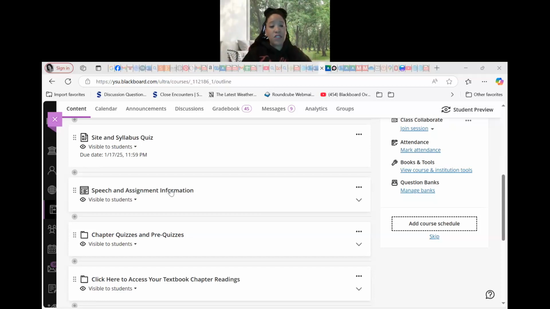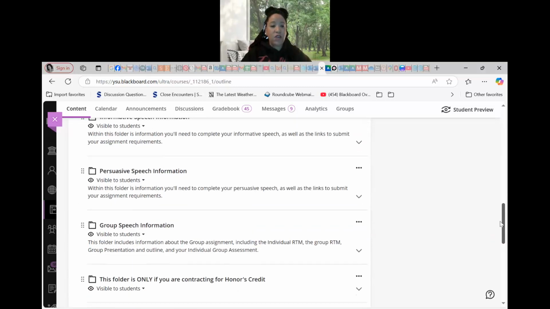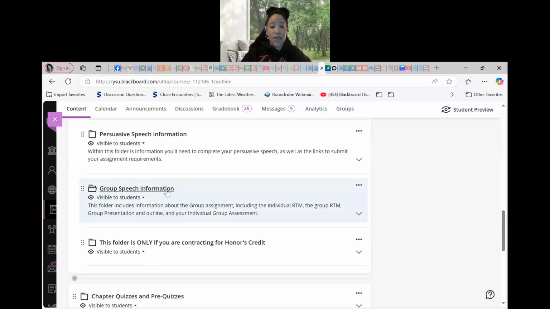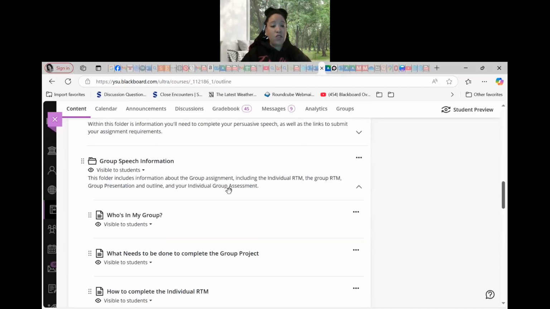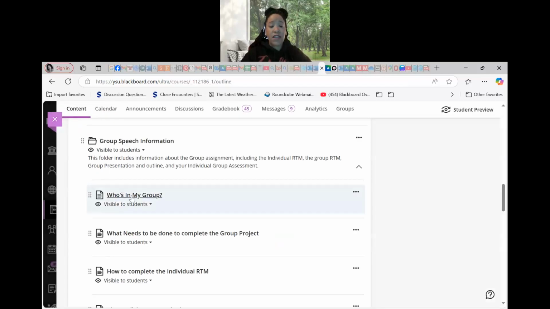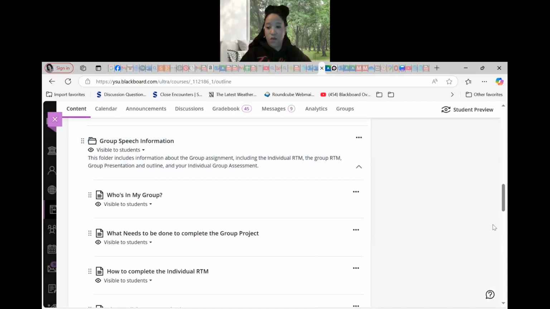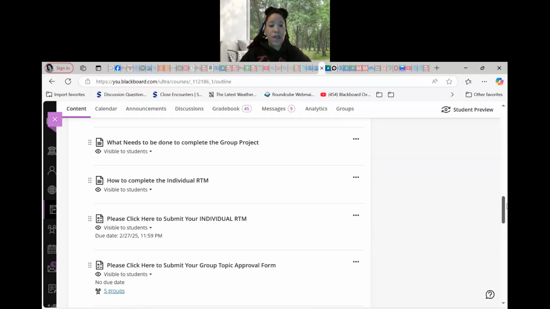Look at what you have to do. In the speech and assignment information folder, you click on that. Then you go down to the group speech information, click on that folder. If you click on who's in my group, you will see your group mates. Also, just to let you know, this is their handle. This is their email address. So it's this first part at student.ysu.edu. Okay, so everyone should have everyone's email address. Or how the normal email addresses are.